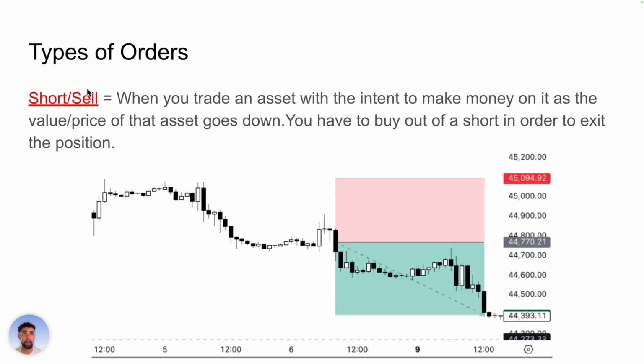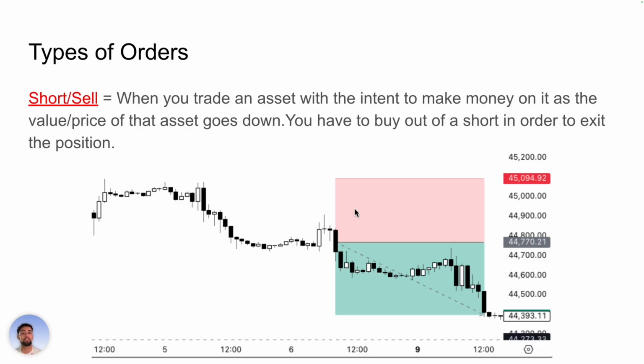Short/selling. Let's get into that. Short/sell, or shorting/selling, is when you trade an asset with the intent to make money on it as the value/price of that asset goes down. So in this case, this would be your entry point, and you want price to go down. This green is below the entry point price, which shows you that you're making money when price is going down and losing money when price is going up.